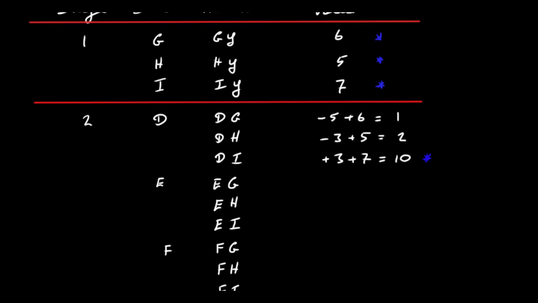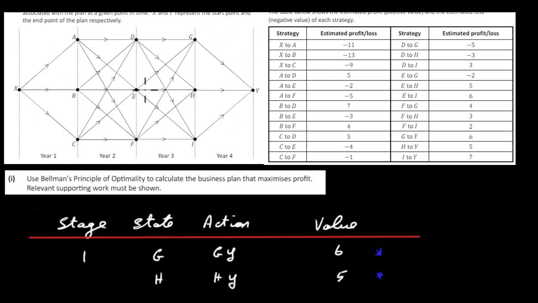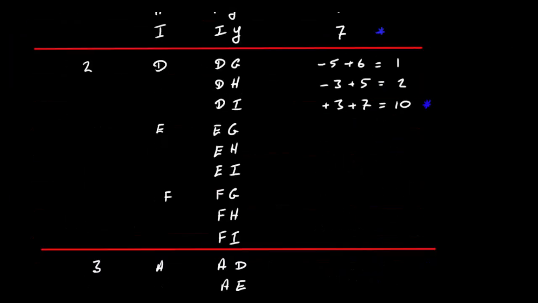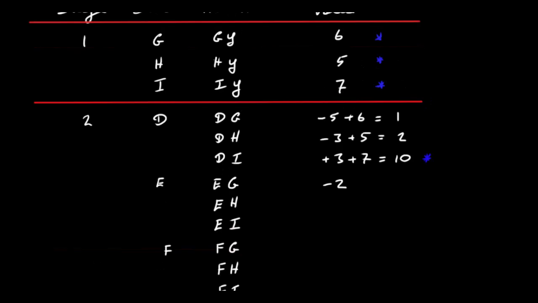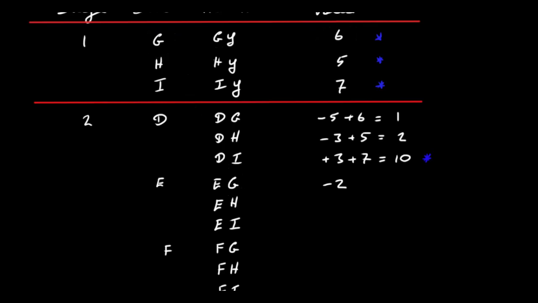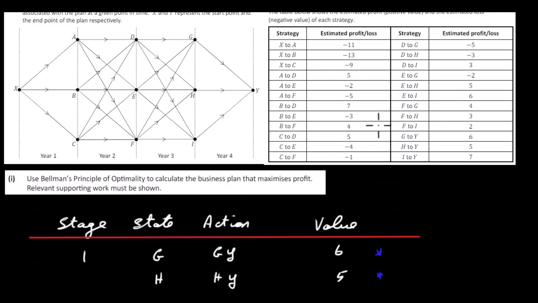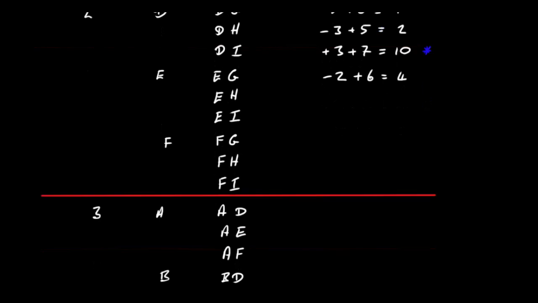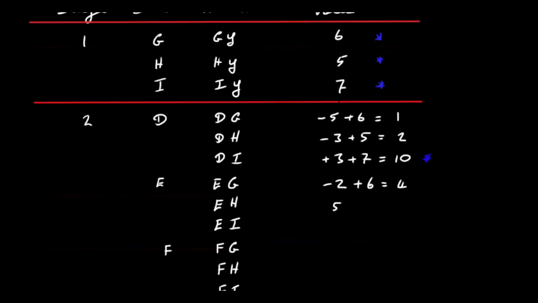We have E to G. If we look at E to G, it has a value of -2. So we're going to put in -2 here, and then if we come back up along here, we've got G, 6, so we're going to add 6. That gives a net value of 4. E to H has a value of 5, so we put 5 in here, and we're going to add 5. That gives us a value of 10.